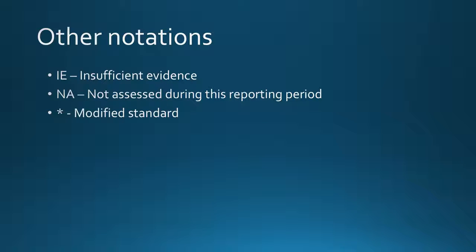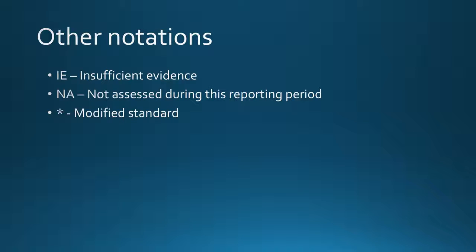There are other notations on the report card for you to be aware of. If your child has an IE in any of the categories, that means there's insufficient evidence, meaning perhaps that student hasn't completed enough work or the student has been absent, so the teacher just doesn't have enough evidence to make a determination of a grade. An A is a little bit different. It means not assessed during this reporting period. So not all standards are assessed in every trimester. And so if that one's not assessed or taught, then it's not going to appear on the report card.